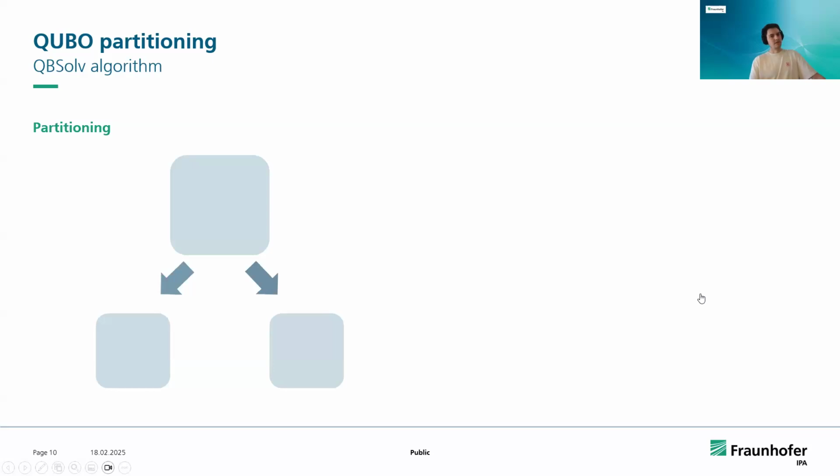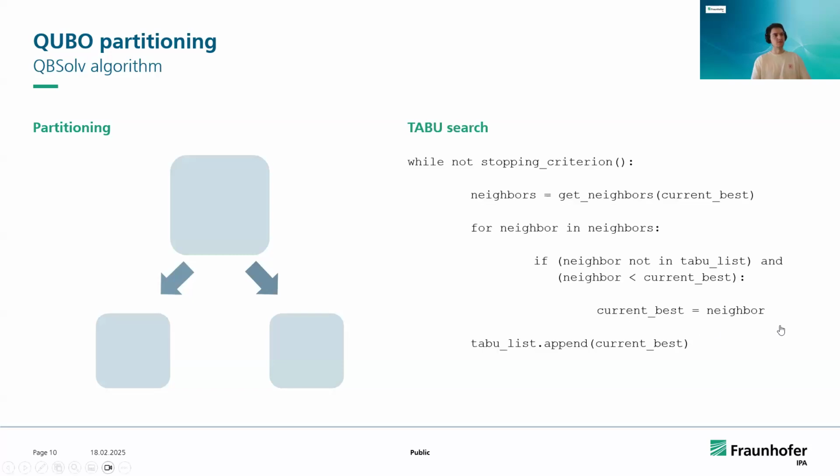So what does QBsolve do? It uses a combination of partitioning larger QUBO instances into smaller QUBO instances and a taboo search algorithm, a heuristic neighborhood search algorithm, to try to find solutions for QUBOs. Because of this heuristic search, this comes at the cost of solution quality, but we decided that we still wanted to use it because in small sample instances it worked quite well.